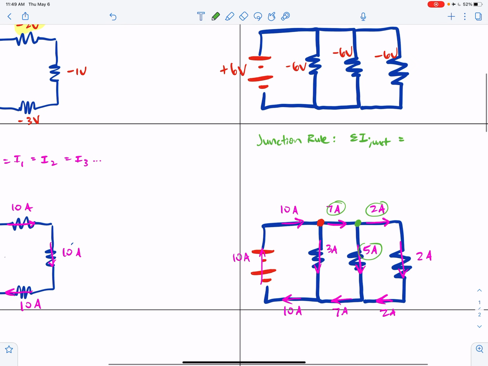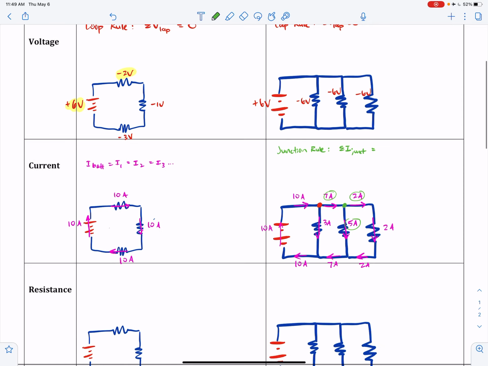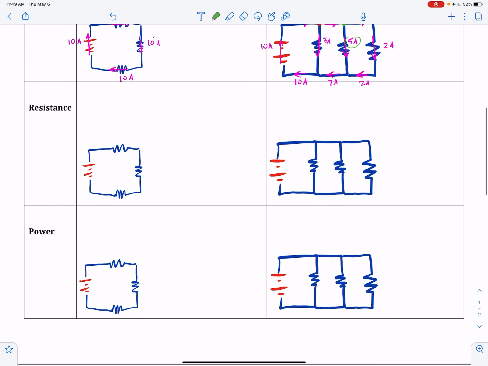All right, so those are rules for voltage and current so far, and I'll come back with resistance and power in the next video.